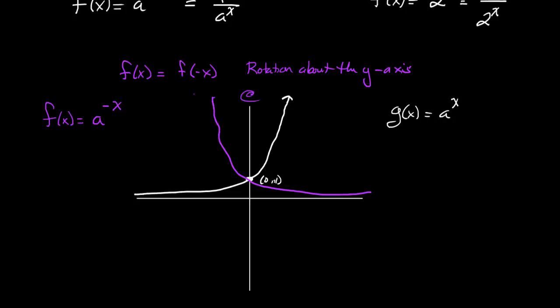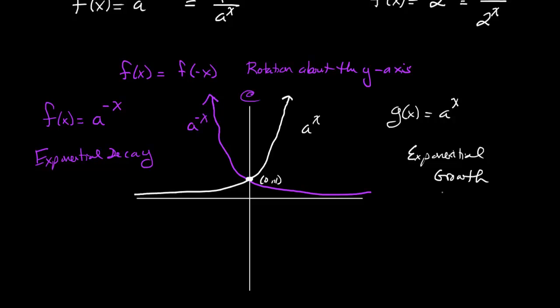So hopefully you guys can see what happens when you rotate it about the y-axis. I used the wrong word there. So this right here is going to be a to the negative x, and this right here is a to the positive x. So in this circumstance, this would be an example of exponential decay, where something decays at an exponential rate. And this is an example of exponential growth, where something grows at an exponential rate.